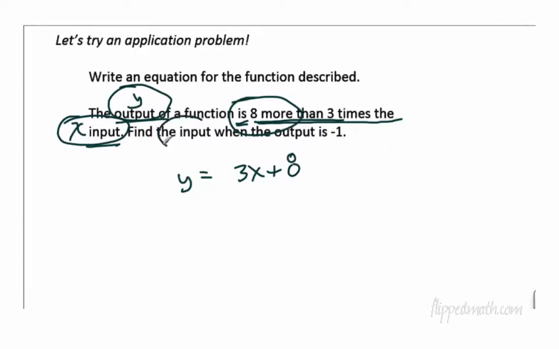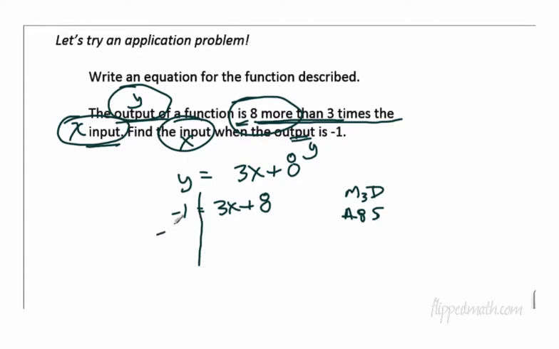Find the input, or find x, when the output, or y, is negative 1. So if you make y negative 1, that's what they're saying. They want you to find the input. This is a regular two-step equation. Here's x. First you multiply by 3, and then you add 8. So the opposite would be subtracting 8 and dividing by 3. So the first thing we want to do, we want to subtract 8. Here's the line down the equal sign. Subtract 8 from each side of the equation.